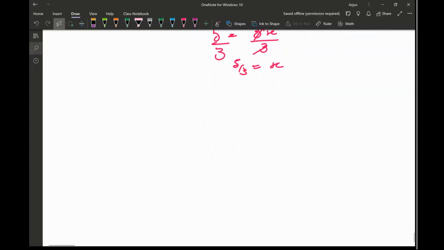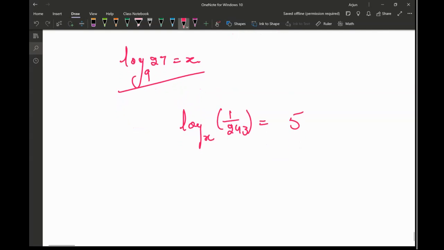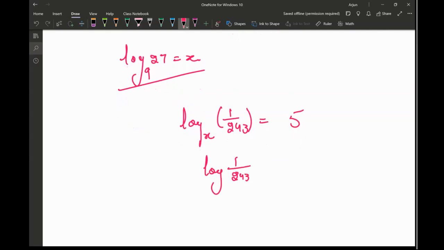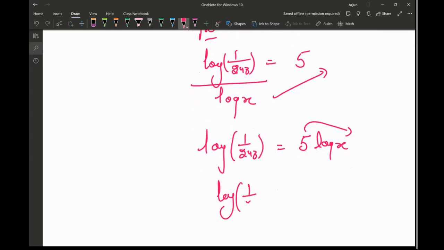All right, so I highly recommend you do a similar question like this, something like 27 equal to 3 to the power x. I'm not going to do this one. I'm going to do another question, which is log base x of 1 upon 243 equal to 5. So what can I do about this? I will write log of 1 upon 243 equal to 5, and here again the base is x, so I'm going to write it as log of 1 upon 243 equal to 5 log of x, and then this 5 is going to go on top, so log of 1 upon 243 equal to log of x raised to the power 5.